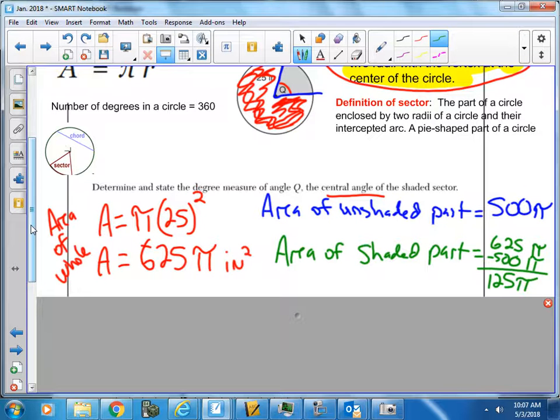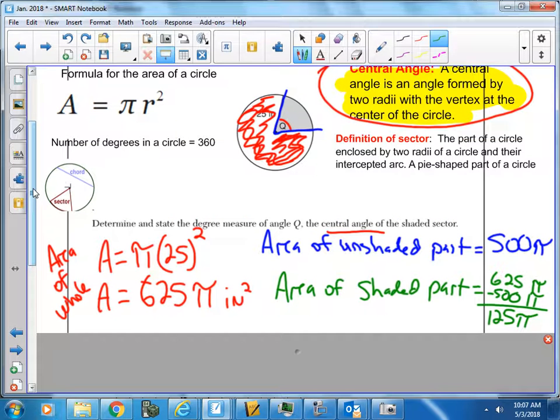Okay, now that's the area of the shaded part. So the area of the shaded part is 125 pi. The more important part, though, is what percentage or what fractional part of the circle is the shaded part. So this shaded part in green, what fractional part is that? Well, we know it's 125 pi. And if we divide that by the whole, which is 625 pi, the pi's cross out, and once you do that, you end up with 1/5. So the green shaded part is 1/5 of the circle.